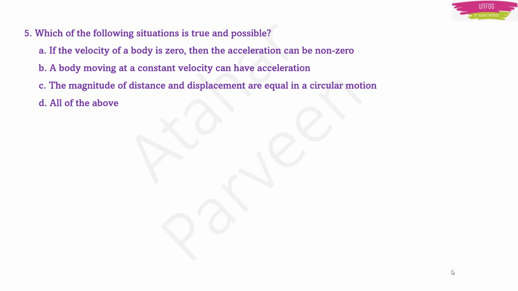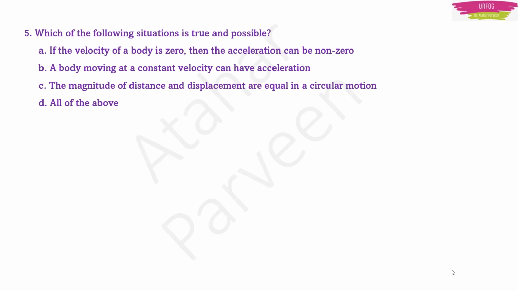Now because B and C are wrong, D is also obviously wrong, because all of the above is not right. Then option A, if the velocity of a body is 0, then the acceleration can be non-zero. This is true, and yes friends, this is possible also. You will ask, how is it possible, madam? If velocity of a body is 0, then how can acceleration exist? Because we are telling acceleration can be non-zero, right?